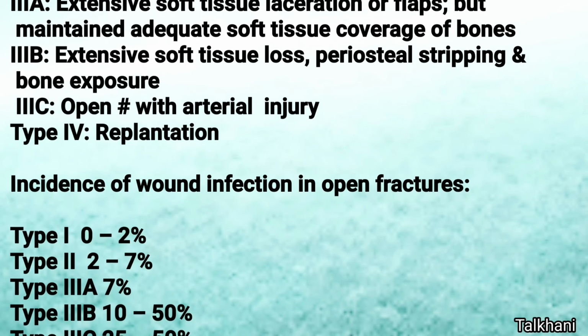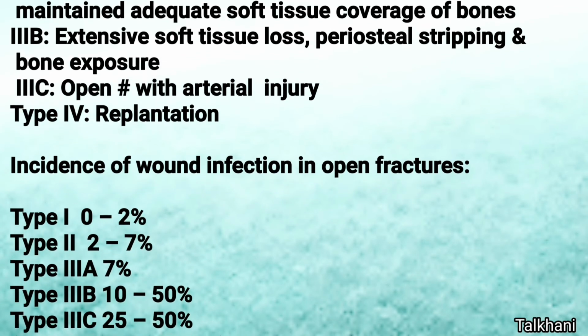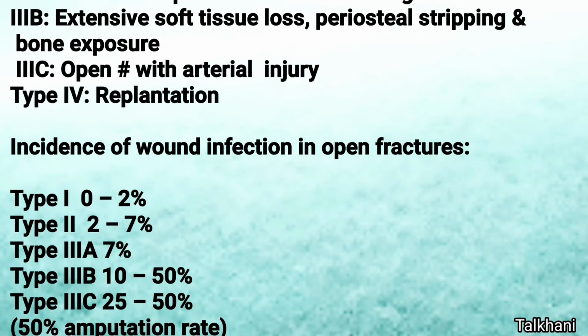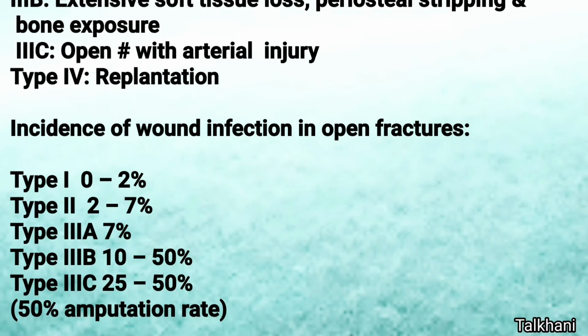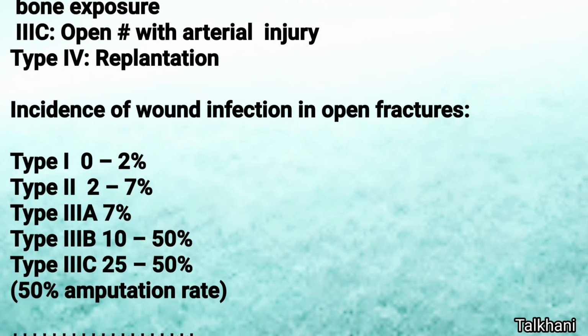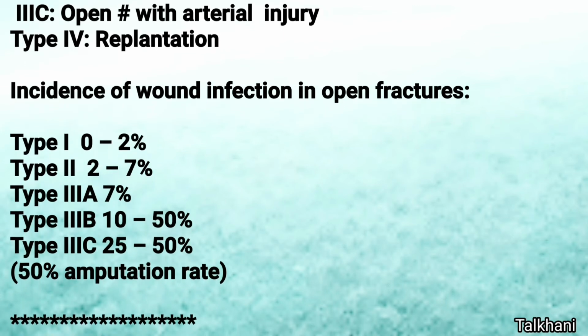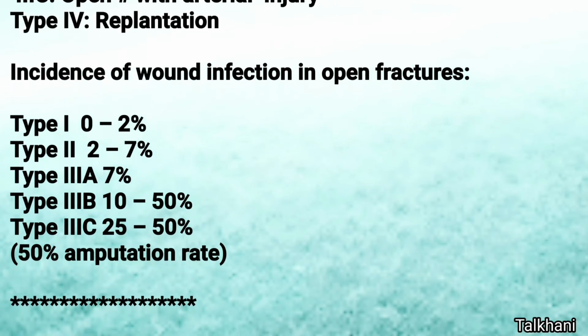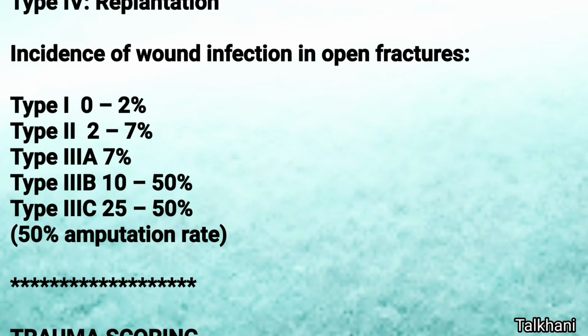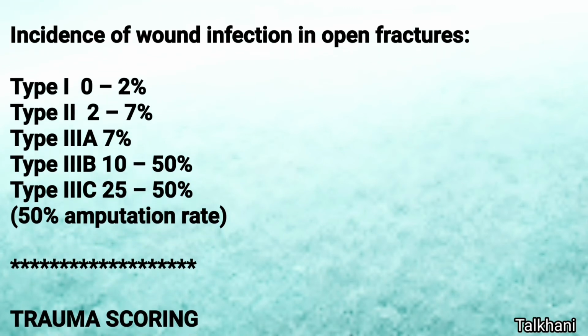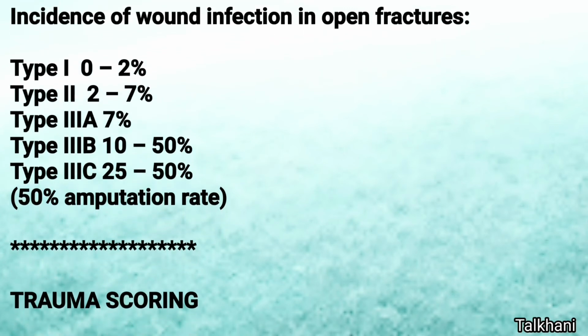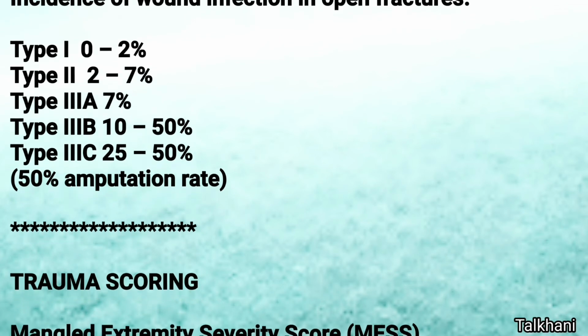Reported incidence of wound infection in Gustilo are: type 1 wounds 0 to 2%, type 2 2 to 7% wound infection, type 3A 7%, type 3B 10 to 50%, type 3C 25 to 50%. Type 3C has 50% chance of having an amputation.